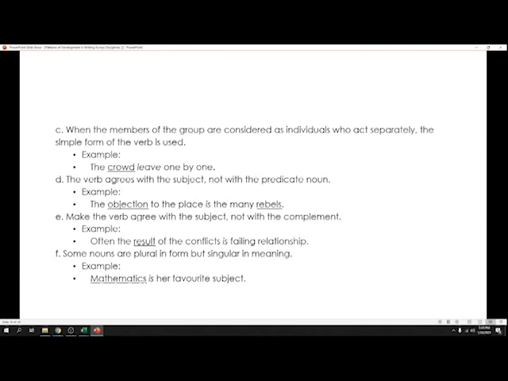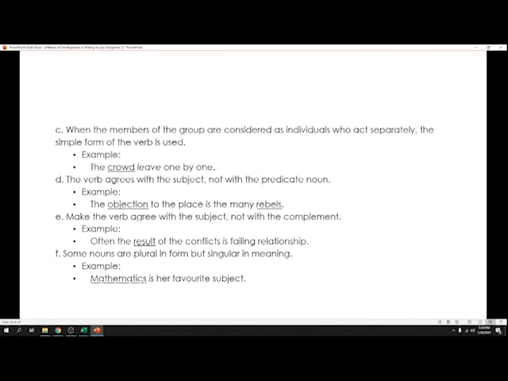The letter D, the verb agrees with the subject, not with the predicate noun. So, the objection to the place is the many rebels. So, the objection is the subject. Kahit nasabihin nating many rebels, this is a noun. However, the subject is the objection. Sino yung pinag-uusapan? So, the objection is singular. So, ang ating verb is singular, which is "is." Make the verb agree with the subject, not with the complement.